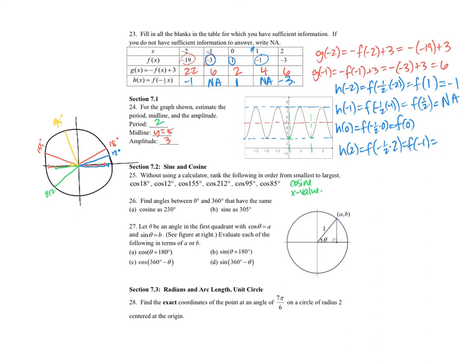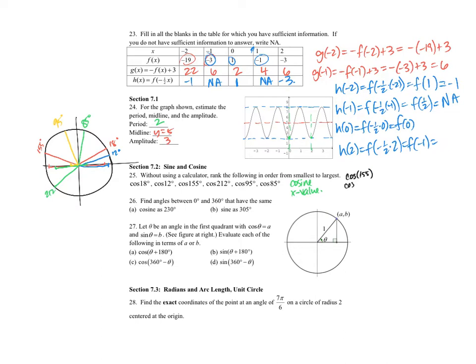And then what about cosine of 85 degrees? So that'll be right here, 85 degrees. And if I look at the x coordinate associated with that, it's like right there. So let's put these in order. So the smallest x value will be the one that's associated with the 155. So cosine of 155 is first.